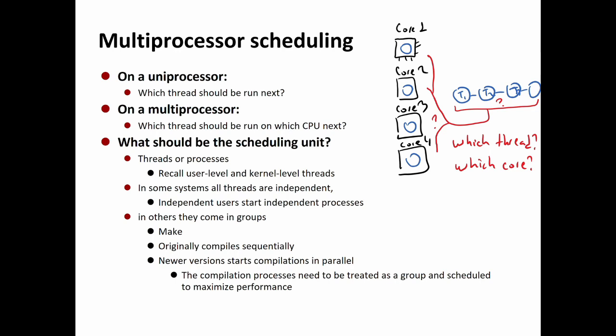In multiprocessor scheduling, the problem changes from the case of a uniprocessor, where we have a single processor and the question was which thread should be run next. On a multiprocessor, the question is which thread should be run on which CPU. This is the crucial thing. Here we have our thread ready list, and here we have our different cores. Which thread should be run on which core? This is a more difficult problem.